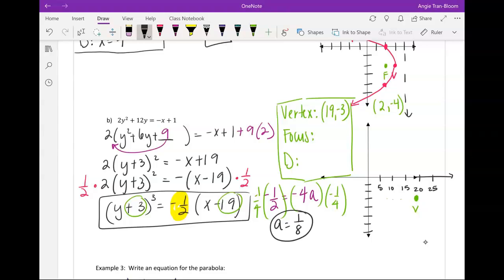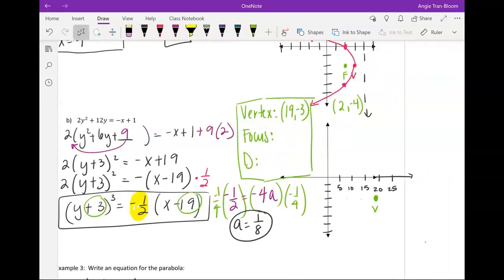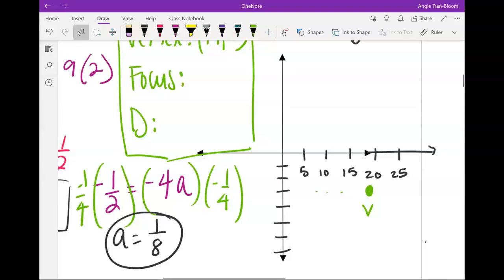So that means we are going to eyeball 1/8. The focus, we know it opens left, so the focus is somewhere here on this left side, and it's going to be super close to the vertex. This is just 1/8. So what does that mean?